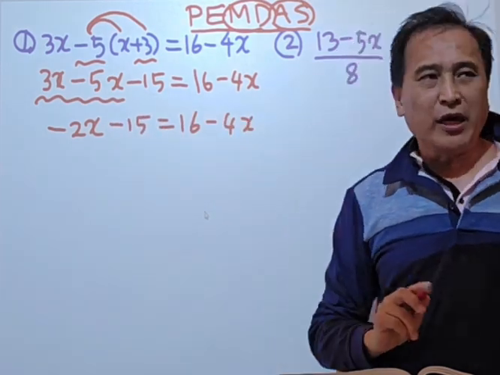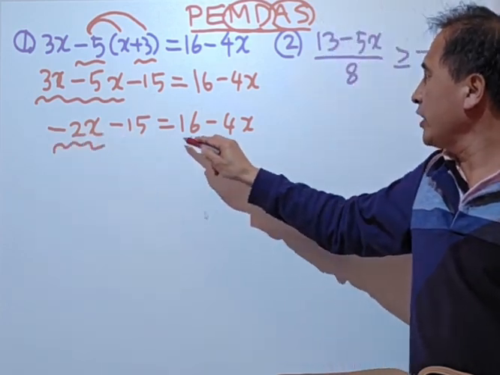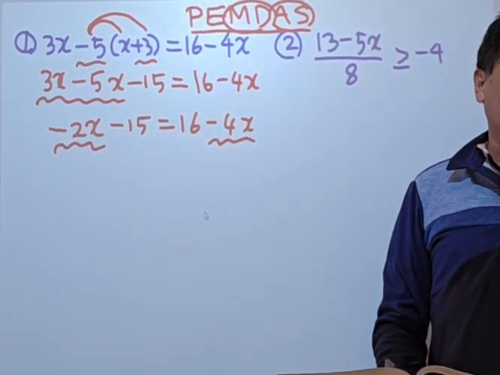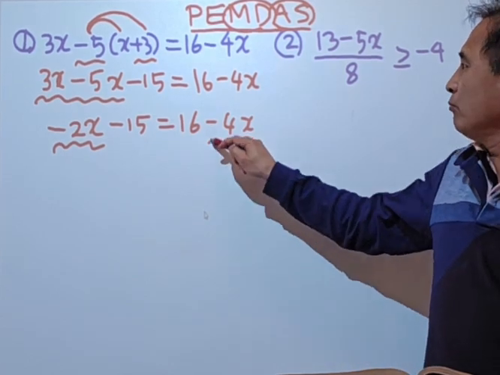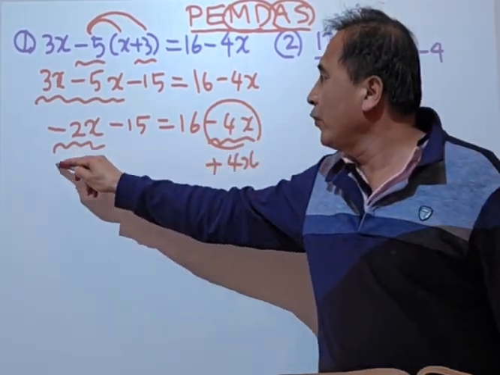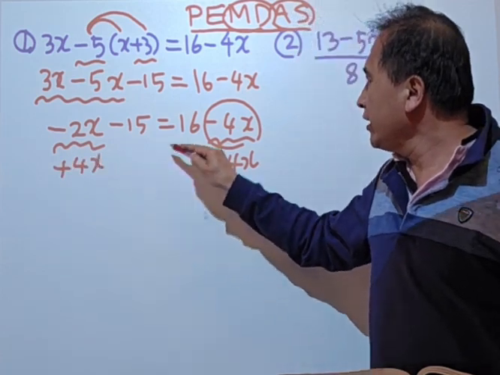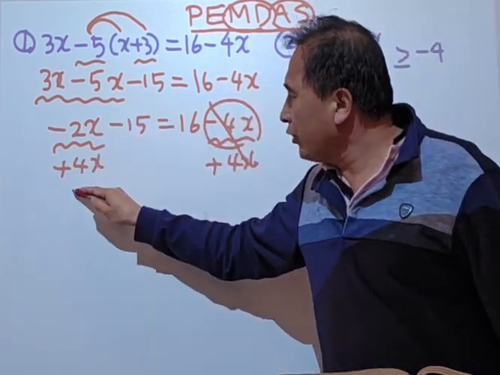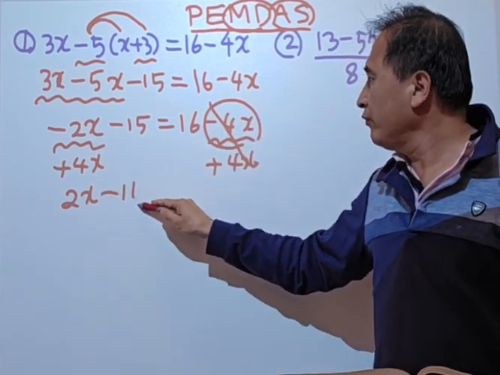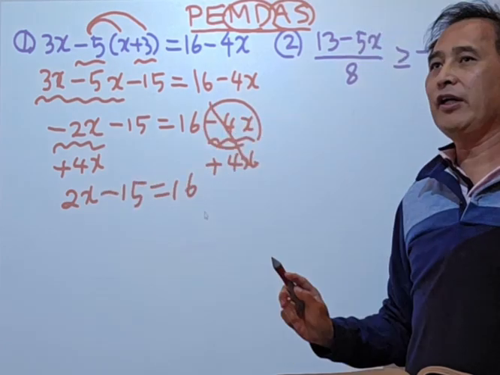So we need to isolate the variable, but here there are two terms with a variable, so you need to combine them first. Okay? So I might move this to the other side, which means I add 4x here, I add 4x here, right? Then this cancels out, that becomes 2x, and I'm going to move this one to the other side, so I write 15 first, 16 right there, right?